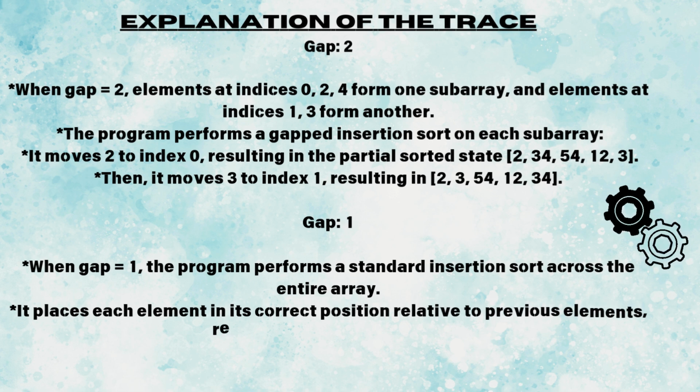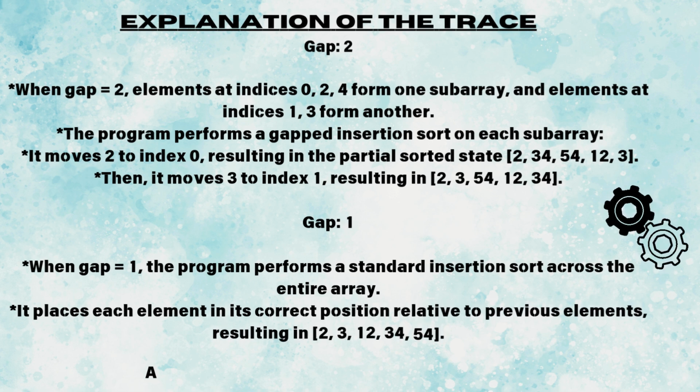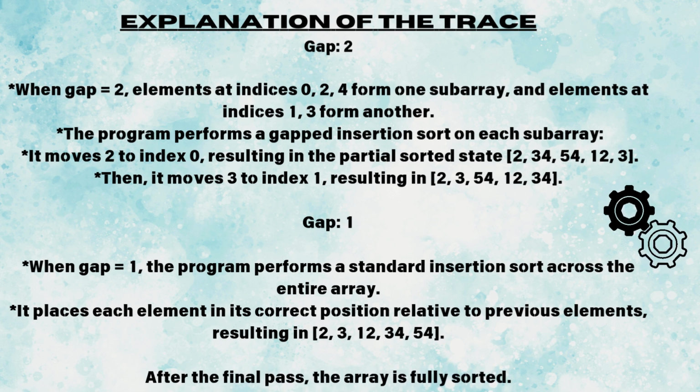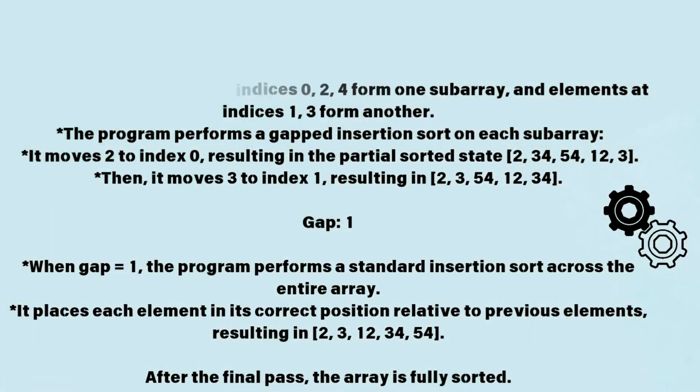Gap 1. When gap equals 1, the program performs a standard insertion sort across the entire array. It places each element in its correct position relative to previous elements, resulting in 2, 3, 12, 34, 54. After the final sorting pass, the array is fully sorted.